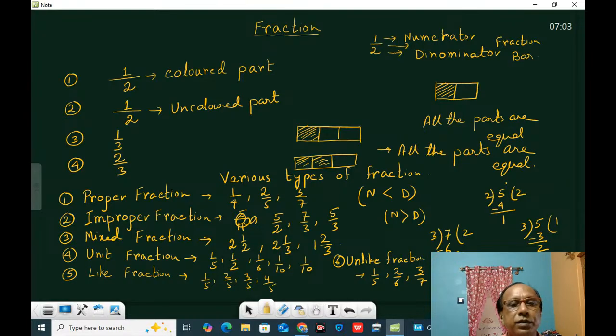Again I am repeating. Proper fractions are those in which the numerator is less than the denominator. Improper fractions are those in which the numerator is greater than the denominator. Mixed fractions are a whole number and a proper fraction. Unit fractions are those in which the numerator is 1, and like fractions are those in which the denominator is the same. Unlike fractions are those in which the denominators are different. Now we will show you how to represent these different types of fractions.